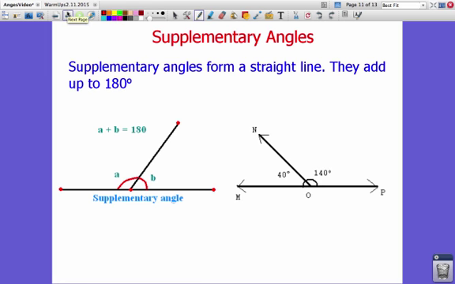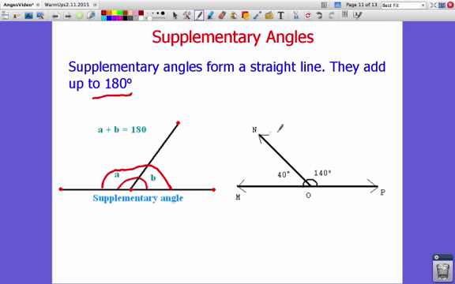Our final angle pair that we're going to talk about are called supplementary angles. Supplementary angles add to form a straight line, which means their angle measures add up to 180 degrees. So here I've got angle A and angle B, and I know angle A plus angle B equals 180 degrees.